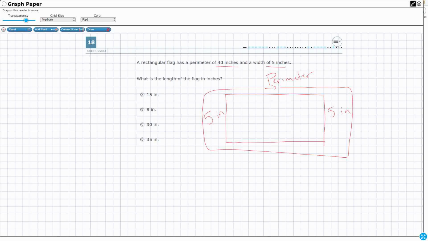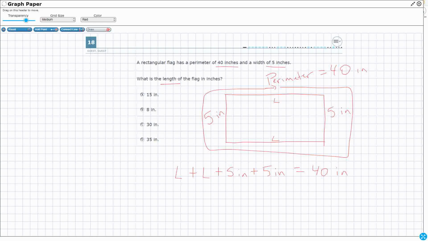We're looking for the length, right? So you've got this length, I'm going to make this a capital L, unknown. This length, another capital L, unknown, and the 5 and the 5. So the length plus the length plus my 5 inches plus my 5 inches. That's what the perimeter is. It's all four sides of my rectangle, and they give it to us. The perimeter equals the 40 inches.